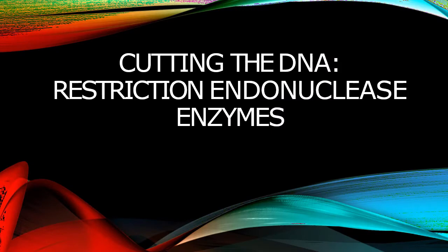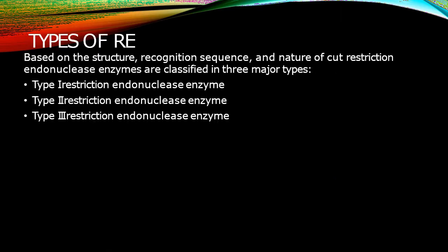Again, we're discussing in this video restriction endonuclease enzymes. So we'll start from where we left off in the last video. So let's go. This was the point we left at in the last video. These were some of the types of restriction endonuclease enzymes, based on the structure, recognition sequence, and nature of cut. Restriction endonuclease enzymes are classified into three major types: type 1, type 2, and type 3. I'll be discussing all of the types and how they are useful.